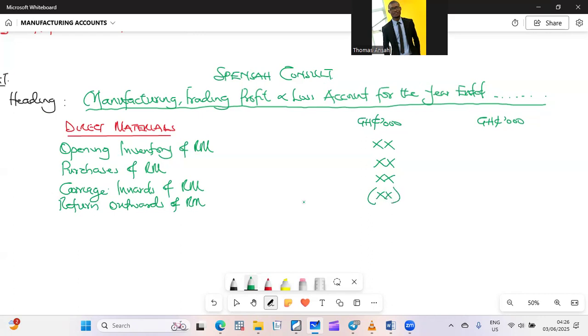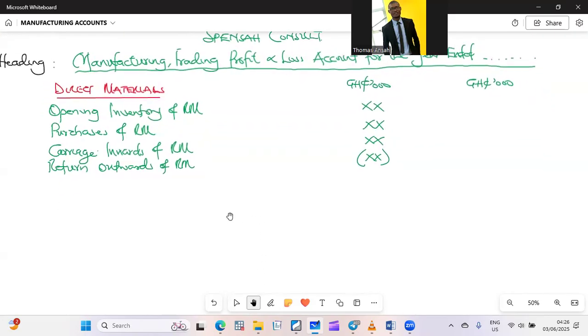All right. That is that. Okay. Hardly will you get drawings of raw materials. Drawings, personal drawings, because this is not a sole proprietor. If it is a sole proprietor that is doing the sole manufacturing, there may be drawings of raw material which you will take it out. So let me just bring it in just in case. Normally it doesn't happen, but just in case. Drawings of raw materials. Please also take that one out.